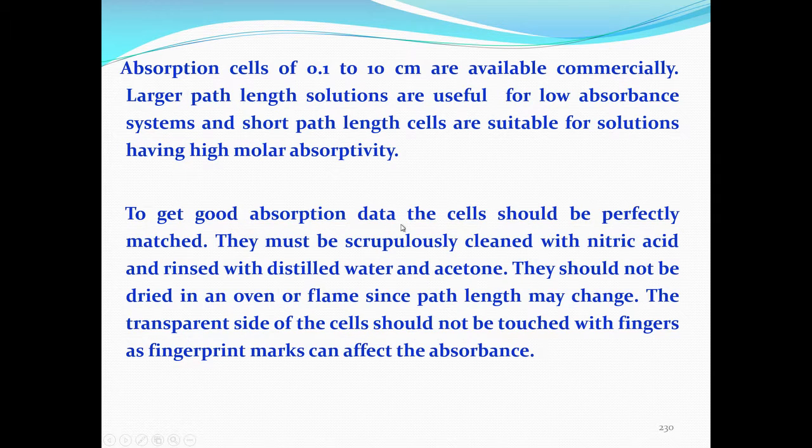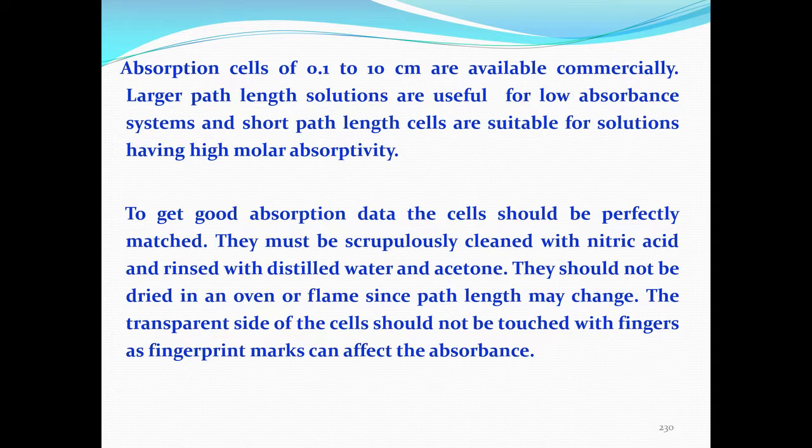So, to get good absorption data, the cell should be perfectly matched. This is one important concept I want you to understand. What is matching? In general, you must assume that any glass material is inhomogeneous. So, unless both absorption cells are prepared from the same batch, there will be certain anomalies in the composition. Even though they look the same, and the transparency is the same, there will still be some amount of absorption. For this, you have to match the cells.